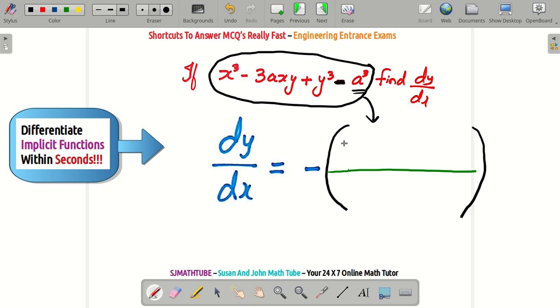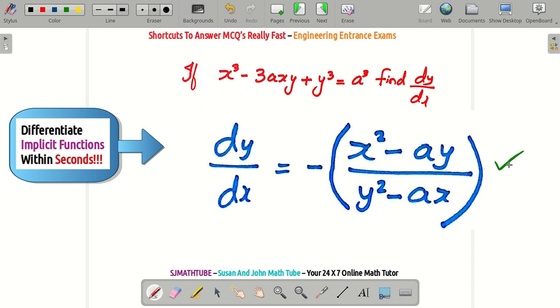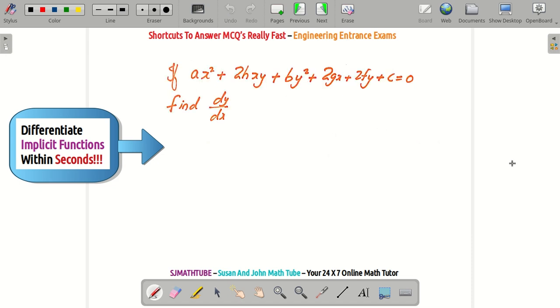So we have the numerator 3x square minus 3ay into 1 plus 0 minus 0. Now for the denominator, you assume y is the only variable. So we start with 0 and then minus 3a x into 1 plus 3y square. That's it. You can take those three common. So you'll end up like this. Isn't it easy?